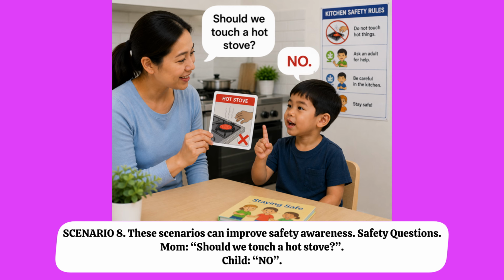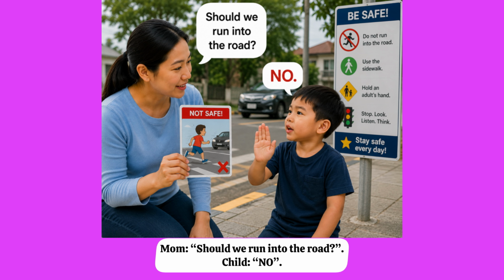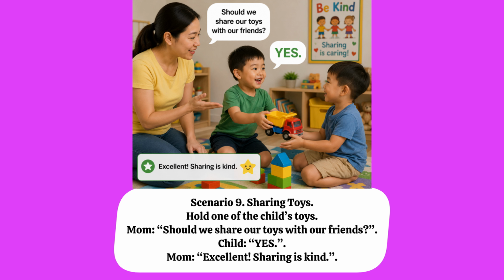Safety questions. Mom: Should we touch a hot stove? Child: No. Mom: Should we hold mommy's hand while crossing? Child: Yes. Mom: Should we run into the road? Child: No. Mom: Should we ask for help when we're lost? Child: Yes. Scenario 9. Sharing toys. Hold one of the child's toys.